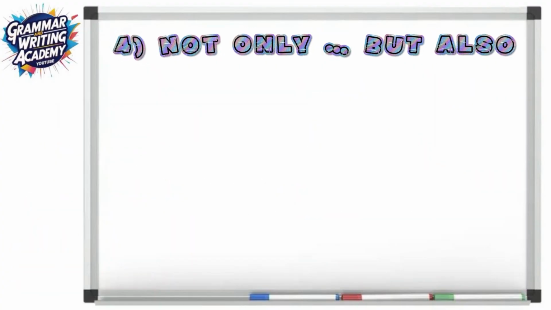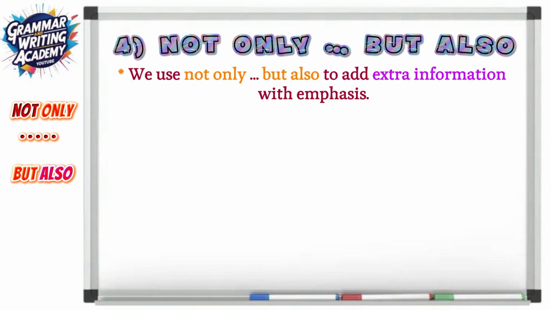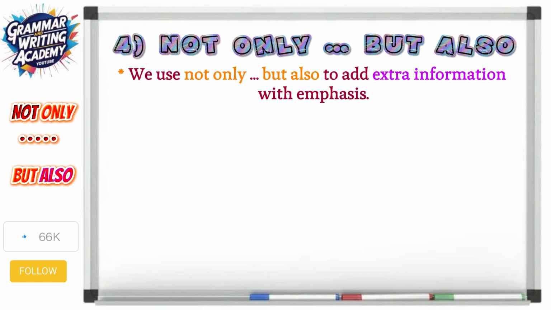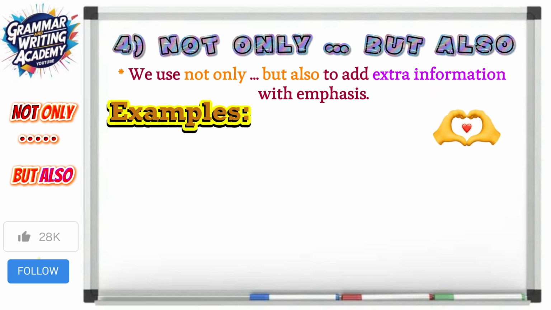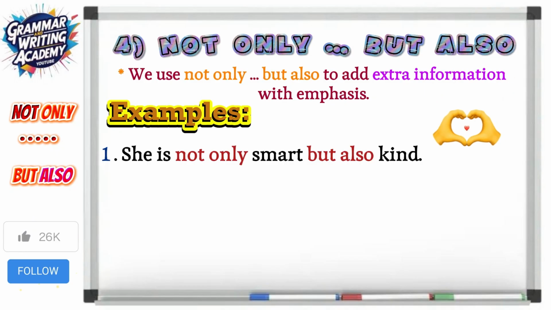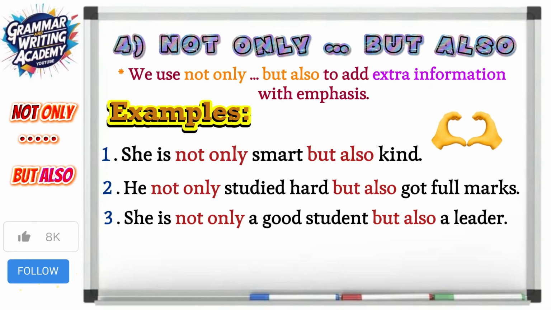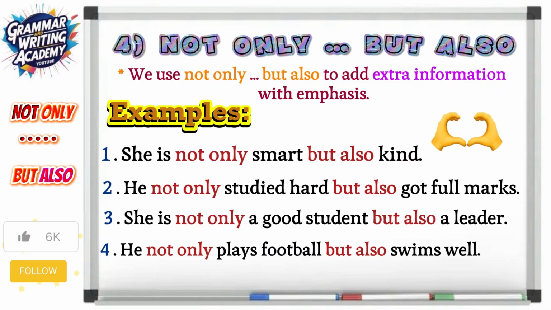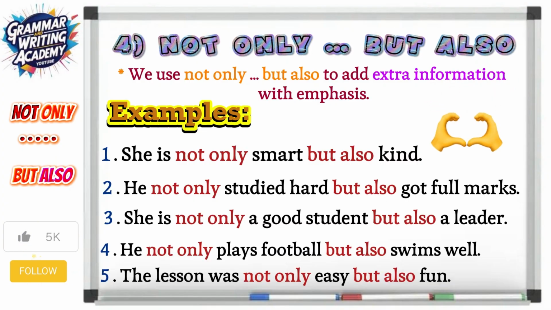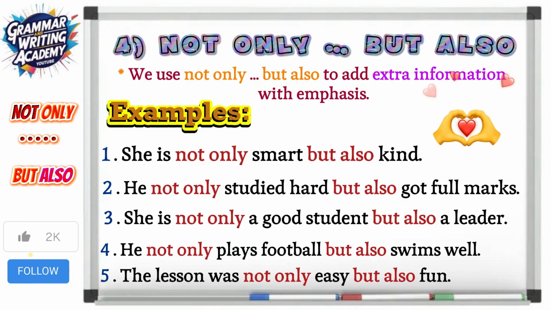4. Not only, but also. We use not only, but also to add extra information with emphasis. Not only, but also add strong extra information. Examples: 1. She is not only smart, but also kind. 2. He not only studied hard, but also got full marks. 3. She is not only a good student, but also a leader. 4. He not only plays football, but also swims well. 5. The lesson was not only easy, but also fun. Advice: always keep the sentence parallel. Same tense and same form on both sides.